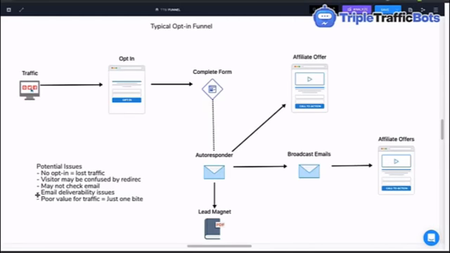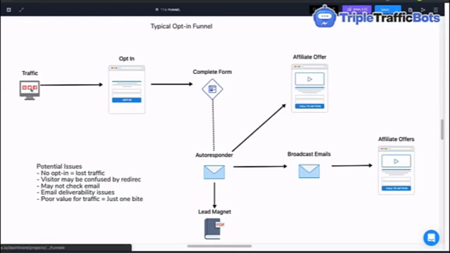Okay. Then we've got email deliverability issues, which we know that autoresponders are fantastic. They are the number one way of creating business online, but deliverability is very up and down. So this funnel, in a nutshell, is poor value for money, because you generally just have one bite of the cherry, and if they don't go on your list, you have lost them for good.